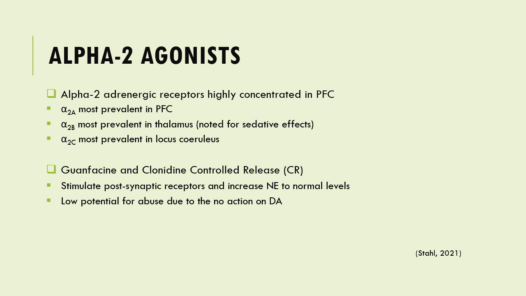Alpha-2 agonists are drugs commonly associated with management of hypertension. The alpha receptors are very highly concentrated in the prefrontal cortex, which is where ADHD is thought to be most commonly affected. Two alpha-2 agonists that have been used in the treatment of ADHD are guanfacine and clonidine. Both drugs stimulate postsynaptic receptors, which increases norepinephrine back to normal levels. And there's low potential for abuse with these drugs due to having no action on dopamine.